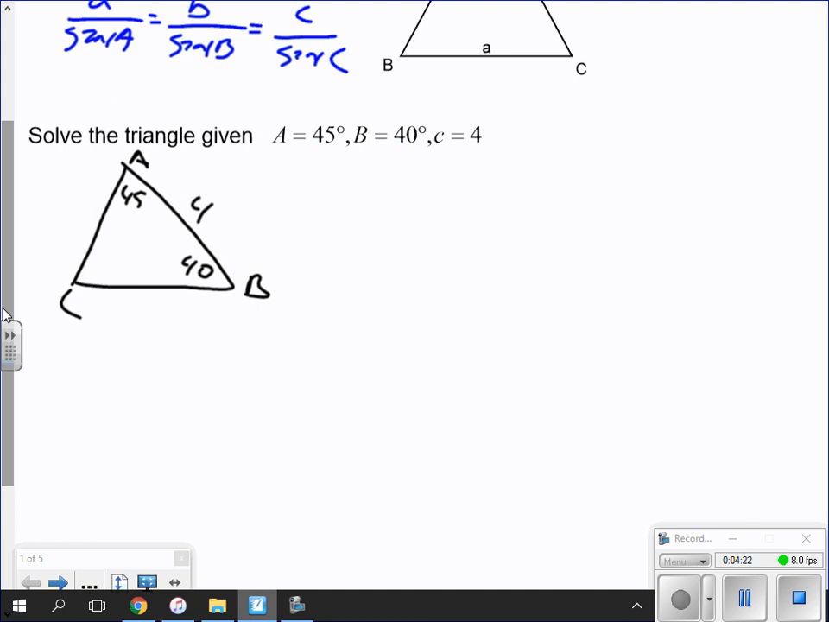Now, we need to find the missing parts. I like to start with the easiest missing part that I can. Angle C. Why not? Why not go the easy route? Do the easiest thing possible first. And you actually need to get it before you can do anything else anyways. Angle C is equal to 180 minus 40 minus 45. Right? 180 degrees in a triangle. Subtract the other 2 angles. Angle C is, what do I have here? 95 degrees.